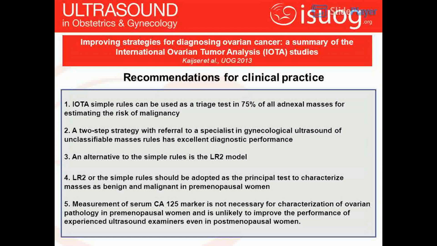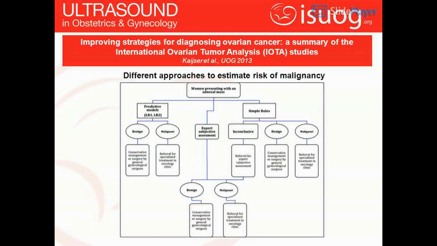4. LR2 or the simple rules should be adopted as the principal test to characterize masses as benign or malignant in premenopausal women. 5. Measurement of serum CA125 is not necessary for characterization of ovarian pathology in premenopausal women and is unlikely to improve the performance of experienced ultrasound examiners even in postmenopausal women. Different approaches to estimate risk of malignancy.